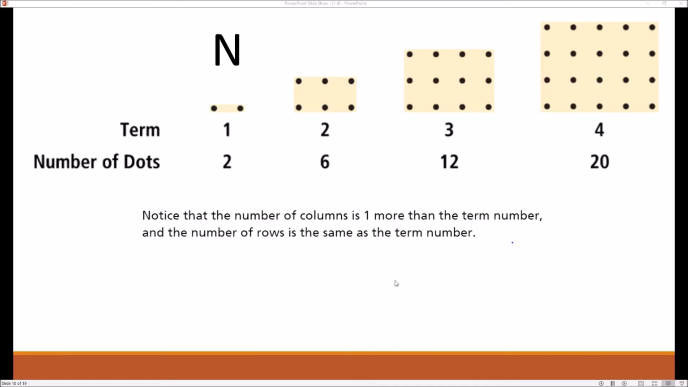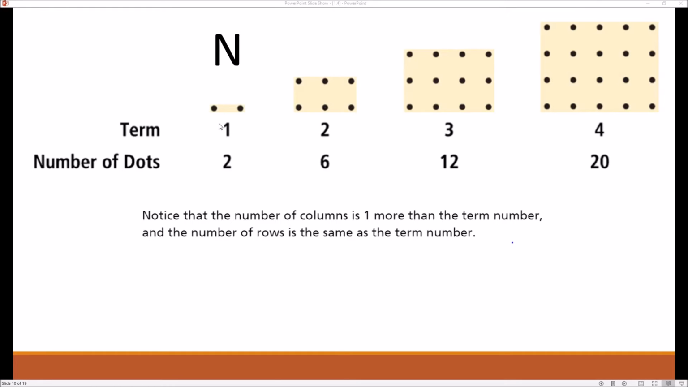Notice that the number of columns is 1 more than the term number, and the number of rows is the same as the term number. What does that mean looking at this picture? So the number of columns is one more than the term number. Columns are vertical. These are columns. And they are one more.